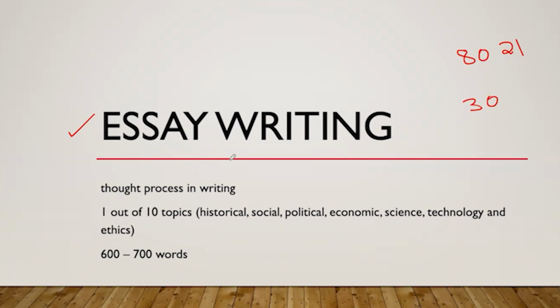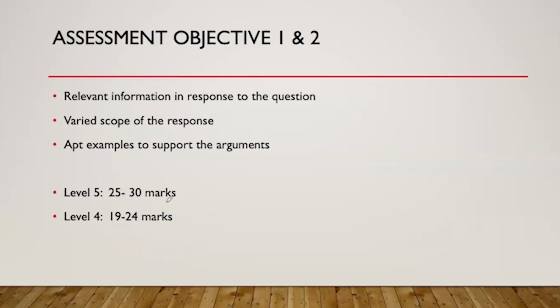And essay writing is a part of every competitive examination, if you see. Why? Because ultimately through essay writing, we test the thought process in writing as well. Now, some basic assessment objectives we should be aware of. To sum it up, you have 3 assessment objectives here: AO1, AO2, AO3. We'll talk about AO3 primarily here, but AO1 and AO2 are something like, in very simple terms, I've put up here for you. 1, relevant information in response to the question.